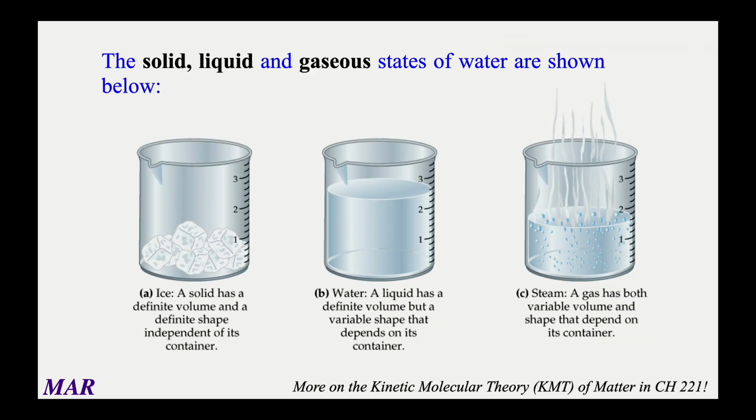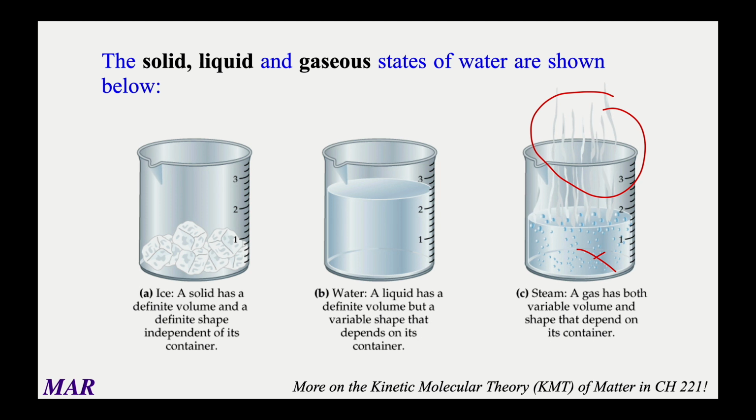Here's a picture showing the solid, liquid, and gaseous states of matter. And again, ice has a very definite shape and a very definite volume. Liquid water has a definite volume, but a variable shape. So if we pour that beaker of water on the table, it's going to go all over the place. It'll be very flat instead of compact. And then finally, the steam. And by the way, the steam is this part up here and not the liquid part down there. But anyway, steam, the gas water, has both variable volume and variable shape. It expands out in all directions.